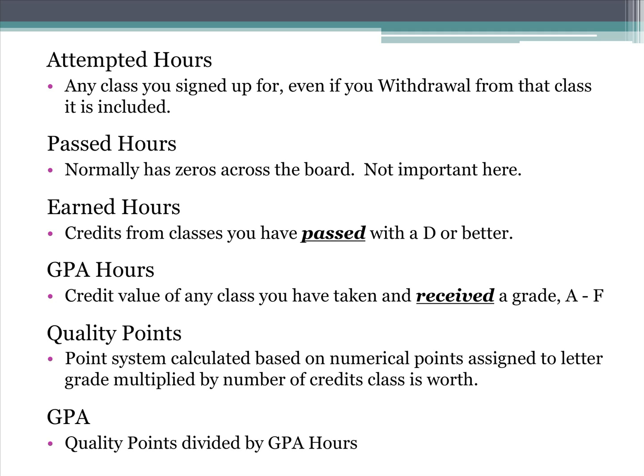The fifth column, quality points, are the points calculated based on your letter grade in the course and a numerical point assigned to the letter grade. These figures are multiplied together to give the quality points. The final column shows your grade point average, which are your total quality points divided by your GPA hours.